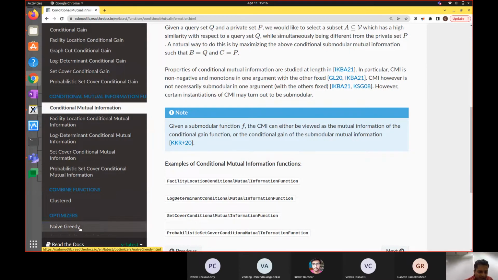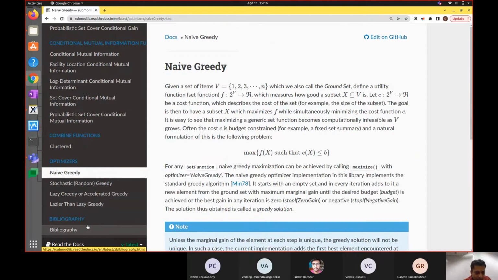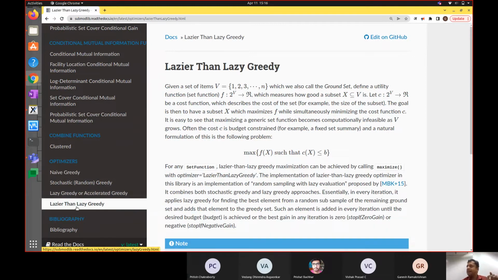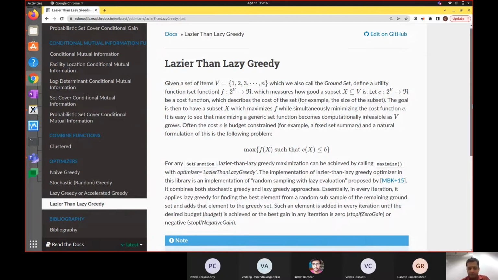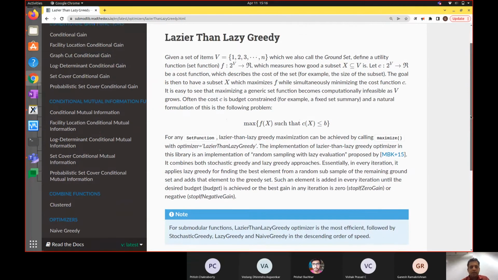Also, you'll find optimizers, right? Naive greedy, stochastic random greedy. I talked about lazier than lazy greedy, which is also called accelerated greedy, because it's the same greedy with acceleration. But lazier than lazy greedy is a combination of stochastic and lazy greedy. So all of these are implemented. You can profile them as well.